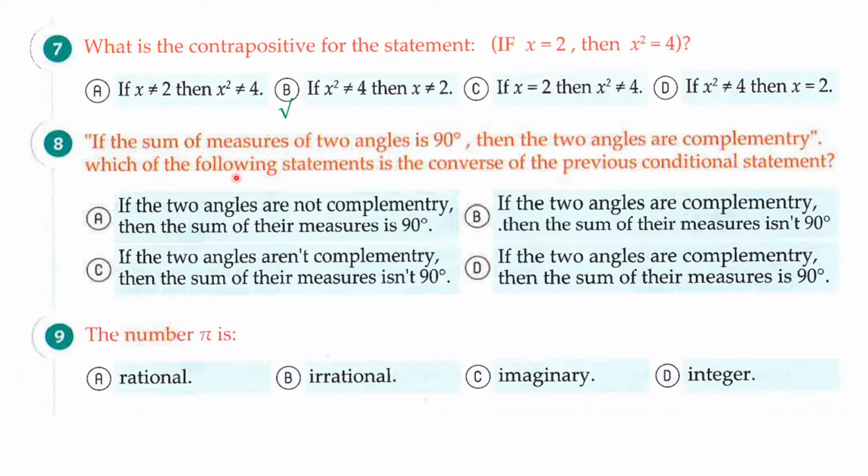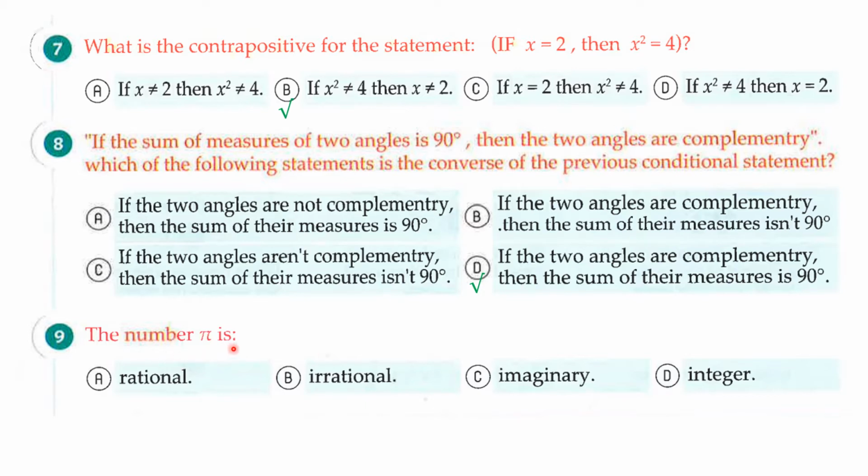Number 8. If the sum of the measures of two angles is 90 degrees, then the two angles are complementary. Which of the following statements is the converse of the previous conditional statement? That's also in geometry. The answer for this one is D. When finding the converse of a conditional statement, we replace the hypothesis by the conclusion. So what did we do? We said if the two angles are complementary, then the sum of their measures is 90, and this is how we find the converse. We reverse the hypothesis and the conclusion.